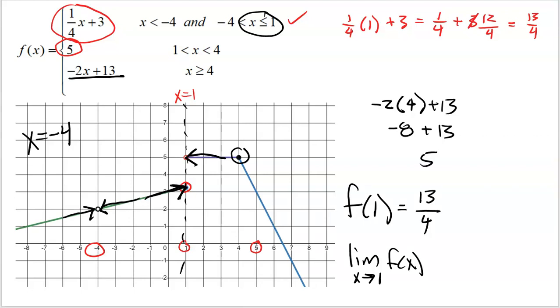The left side is at 13/4. The right side is at 5. They're not coming together, so the limit does not exist. Because for a limit to exist, the two sides have to be trying to meet. And that's actually really important for you to hear.